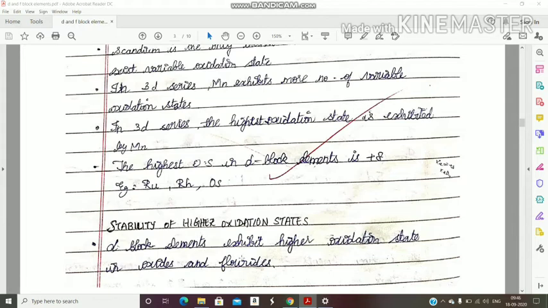The d block elements exhibit higher oxidation states in oxides and fluorides. This is one of the important topics. So what is the point here? D block elements exhibit higher oxidation states in case of their oxides and fluorides. That means when these elements react with oxygen and fluorine, then only they exhibit higher oxidation states. Not more number of oxygen, higher oxidation state.